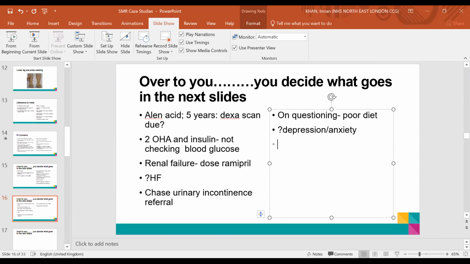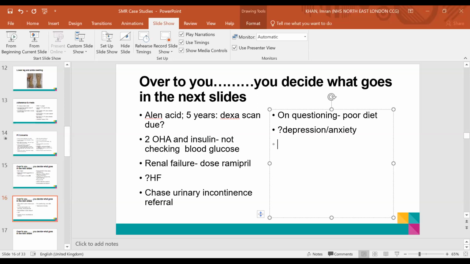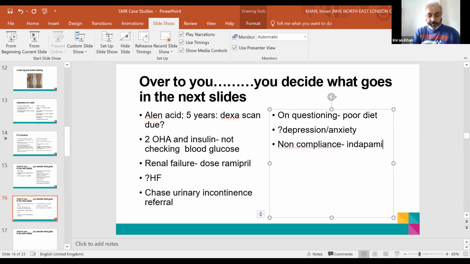And then what's the reason for her non-compliance, Imran? For which one? You said that she wasn't taking a few of her tablets. Yeah, what was her reason for that? Okay, so the indapamide, because she already has issues with dribbling, and she's been told it's a water tablet, so she's worried that if she takes it, she's never going to be off the toilet.